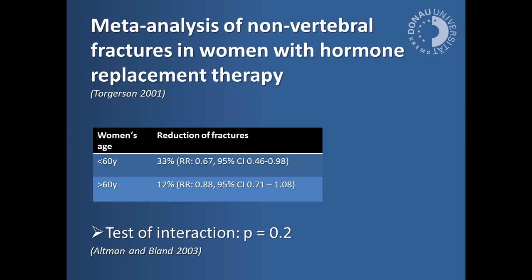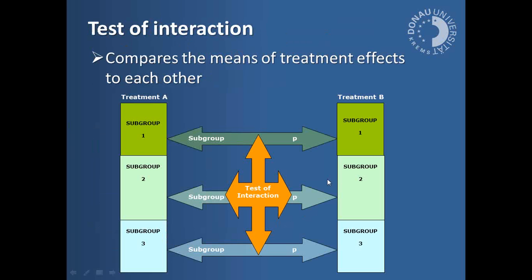Two years later, Altman and Bland rechecked this data and did a test of interaction, and they saw that the test of interaction is not statistically significant. So here we have no difference in treatment effect. And if you just see this data, you could get the recommendation to give this therapy just to younger women. And the test of interaction, as I said, is not comparing the p-values, but compares the treatment effects to each other.